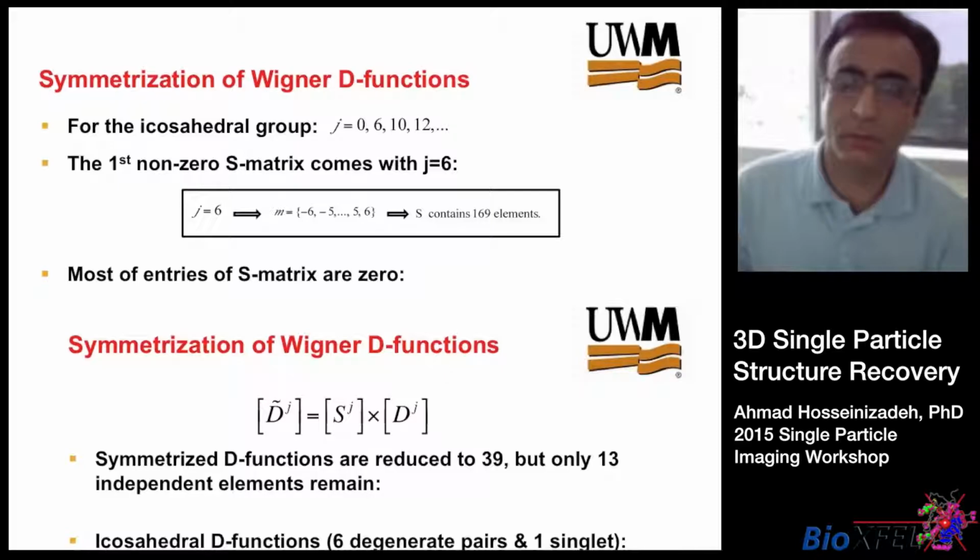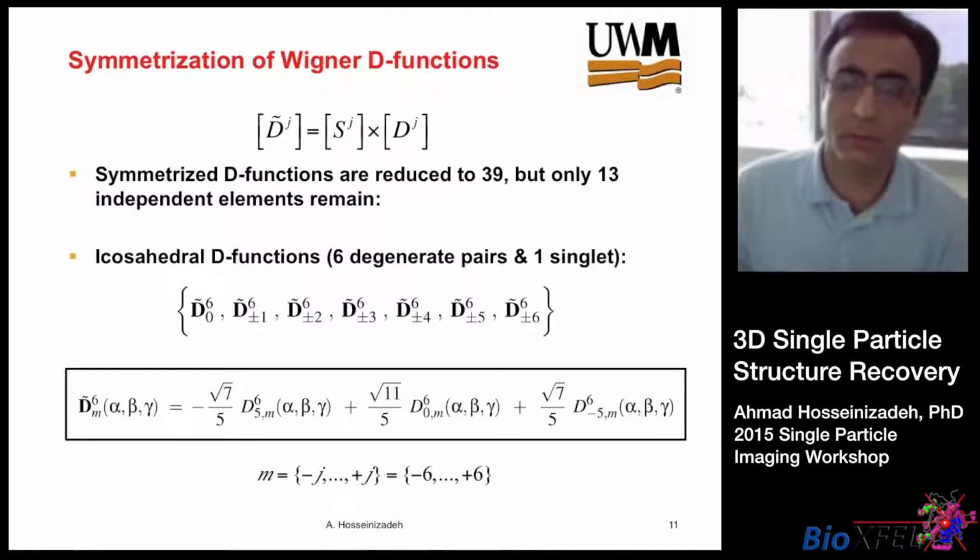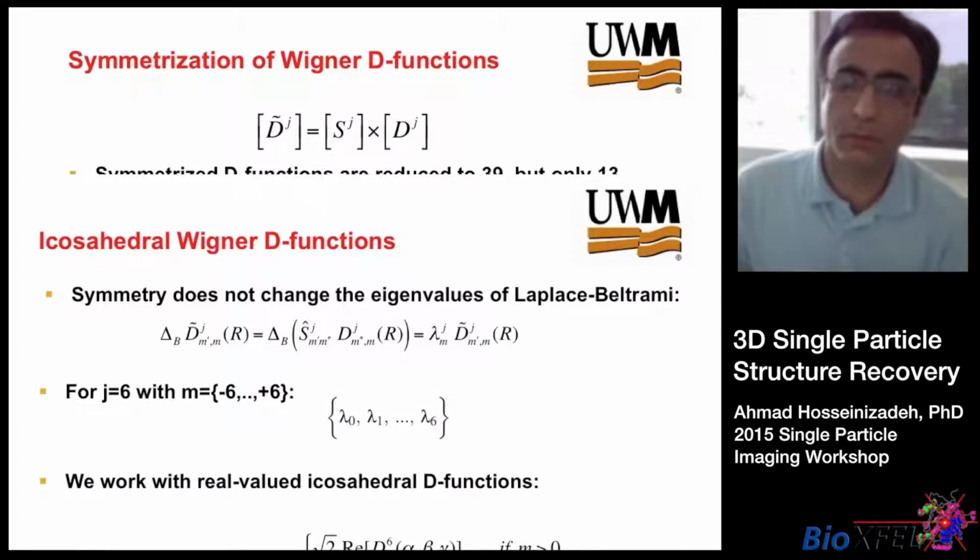So this is the matrix. We apply this matrix on the D function. The D function also has its own elements. This is in fact the D matrix. And then after symmetrization, here we do something else. Let's say we use a unitary transformation in order to diagonalize the S matrix, and then use the eigenvectors of that unitary matrix to symmetrize the D function. I didn't go into too much detail about that, but in any case, after the symmetrization, what remains is just 39 elements, but among them, just 13 elements are independent. So we work with those 13 elements of the symmetrized D function, and they are shown here.